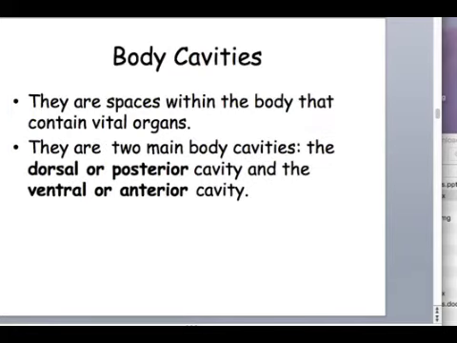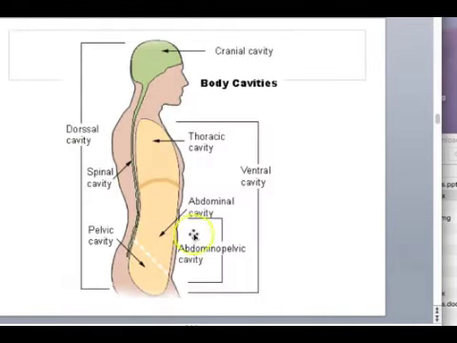We haven't actually talked a lot about body cavities, but once we get into the organ systems, these are going to be important. There's two main body cavities. We have a dorsal or posterior cavity, and then we have a ventral or anterior cavity. So dorsal and posterior, remember, are the same thing. That's your back side. So this is a cavity in the back, and the ventral or anterior cavity is basically the front.